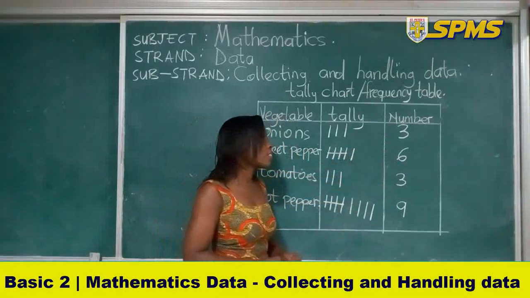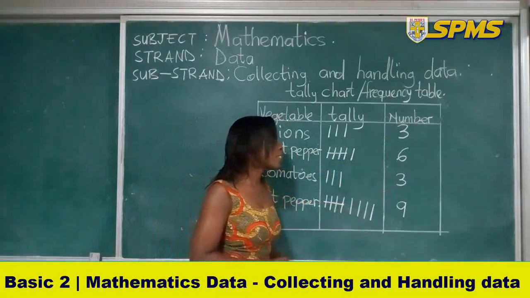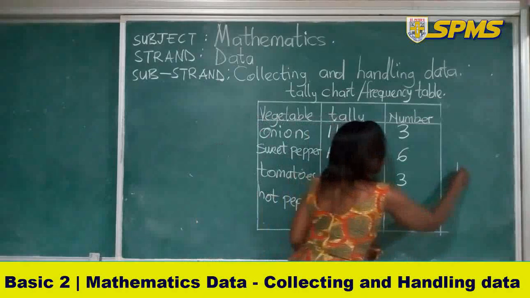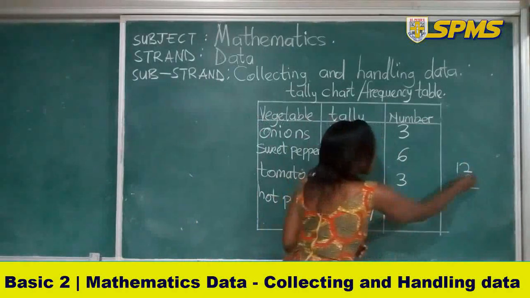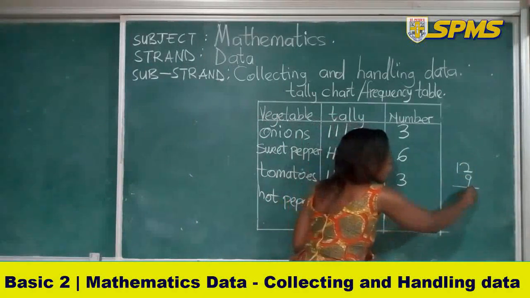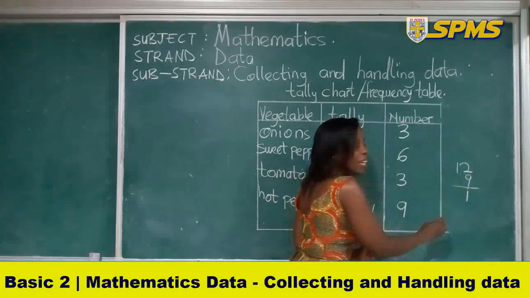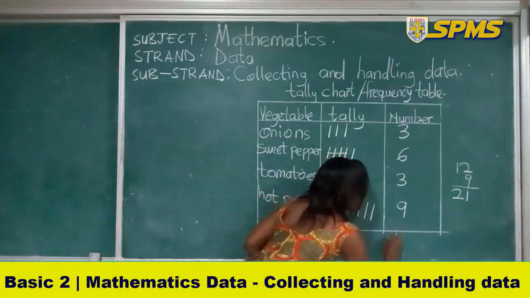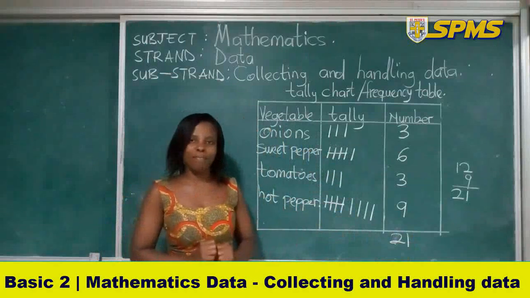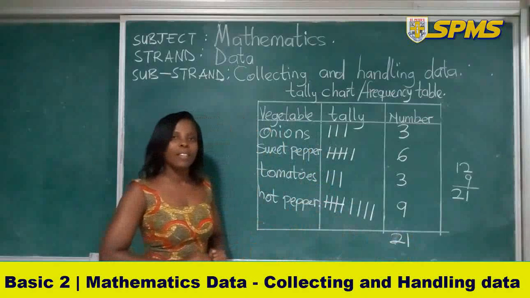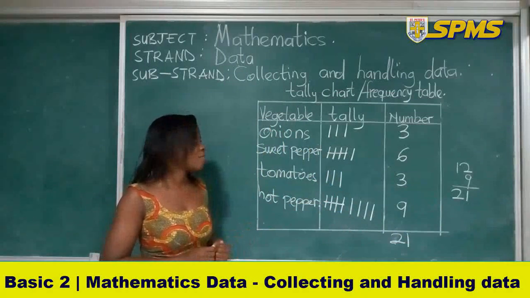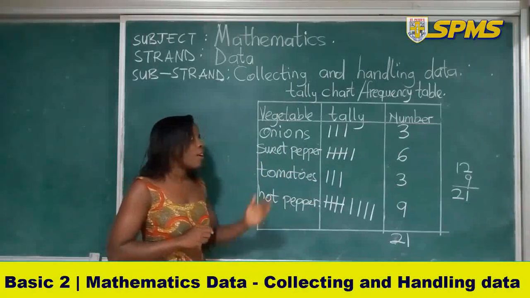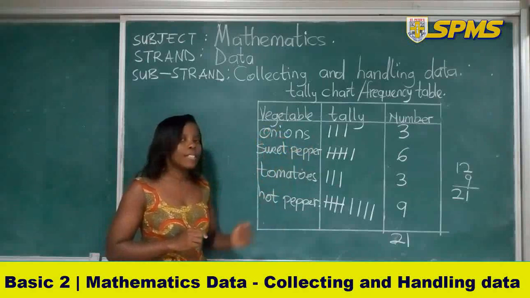So what is going to be the total? 3 plus 6 will give you what? 9. 9 plus 3 is 12. 12 plus 9. Don't get confused. A 2-digit number with a 1-digit number. 9 plus 2 or 2 plus 9 will give you 11. You don't write all, you write 1. Carry 1. Add it to the 1 here, making 2. So our total number of vegetables we had in the basket is 21. With this, you are done with the handling of your data collected. This is an example of collected data being handled or organized on a tally chart or a frequency table.